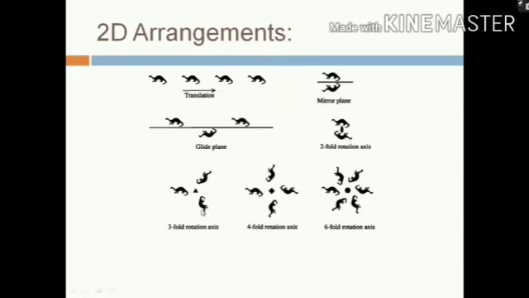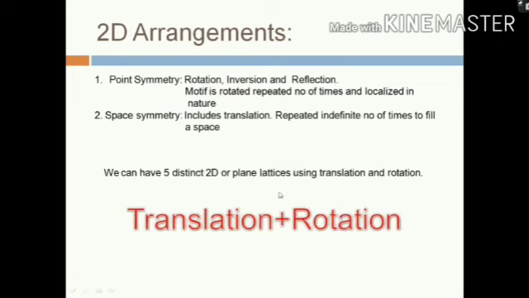In case of three-fold rotation, the rotation is of 120 degree. In case of four-fold, it is 90 degree. In case of six-fold, it is of 60 degree. Now there are two kinds of symmetry. One is point symmetry, another one is space symmetry. So in case of point symmetry, the operations are localized in nature. So rotation, inversion and reflection are point symmetry.